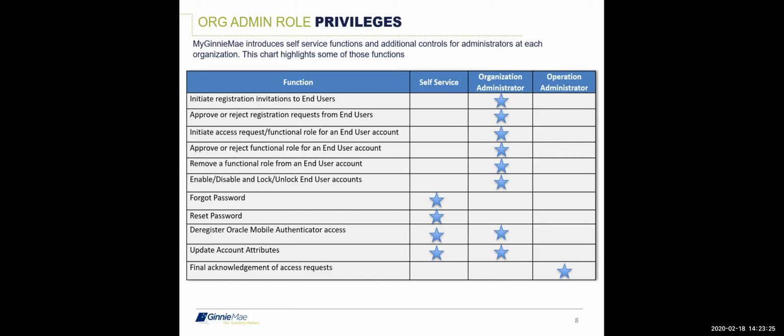However, there are other actions that you as the organization administrator can complete on their behalf or assist them with. In order to send an invitation to establish an account in the portal, that takes an organization administrator. You would also approve or reject those requests as an organization administrator. You can request a functional role for an end user as an organization administrator. You can approve or reject that functional role. You can remove a functional role as an organization administrator.